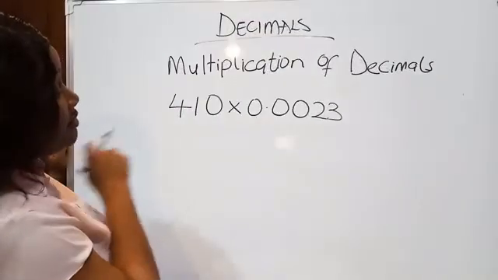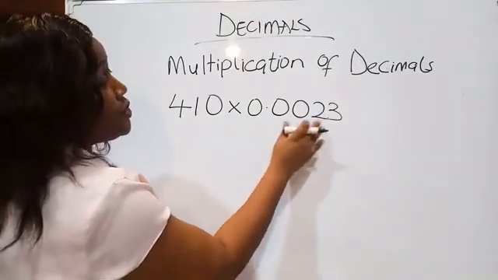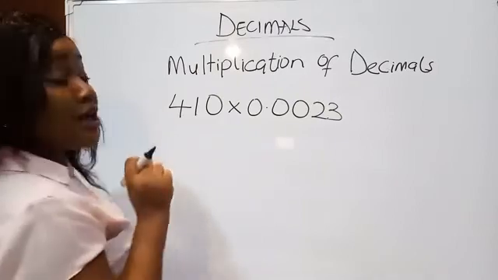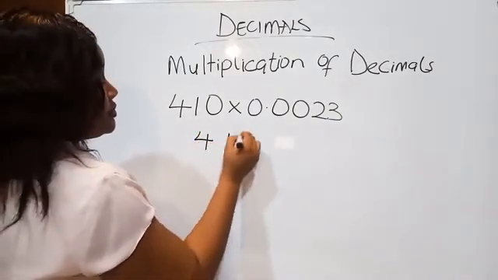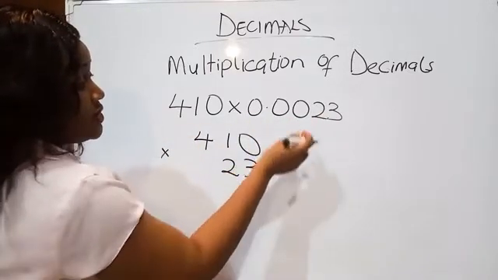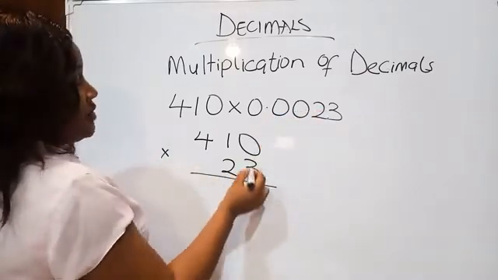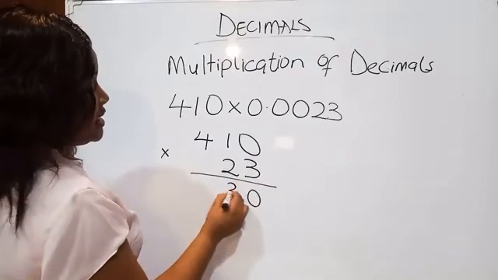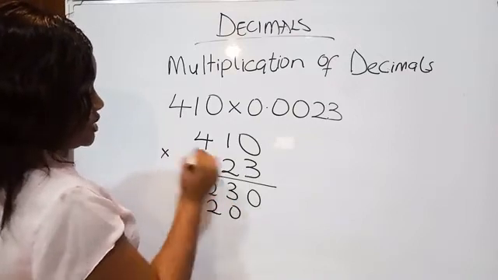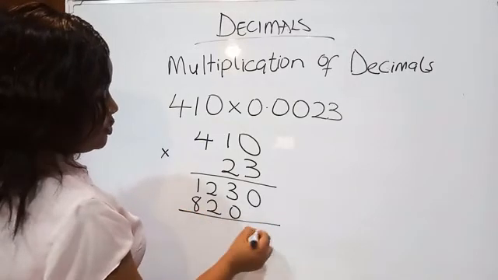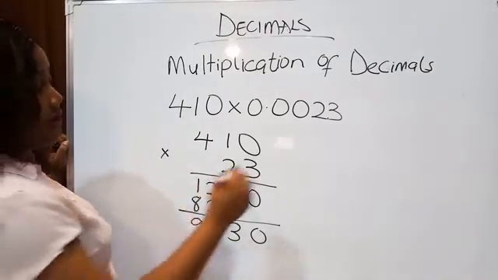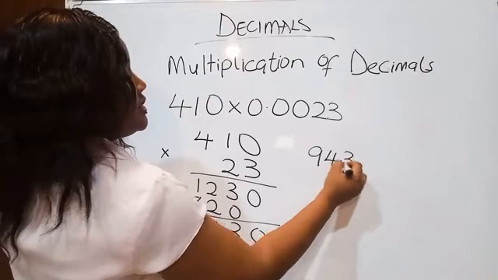So let's look at this number. You have 410 times 0.0023. So as usual, you start by taking the whole numbers. So you have 410 times 23. Then after the multiplication, you will deal with the decimal points. Okay? You have 3 times 0, 0, 3 times 1, 3, 3 times 4, 12, 2 times 0, 0, 2 times 1, 2, 2 times 4, 8. And you add up, you have 0, 3, 4, 9. You have 9430. That's 9430.